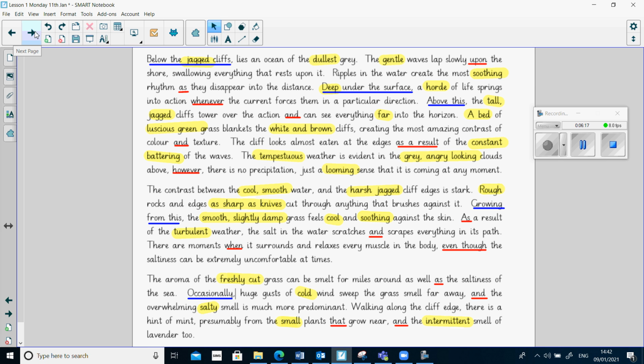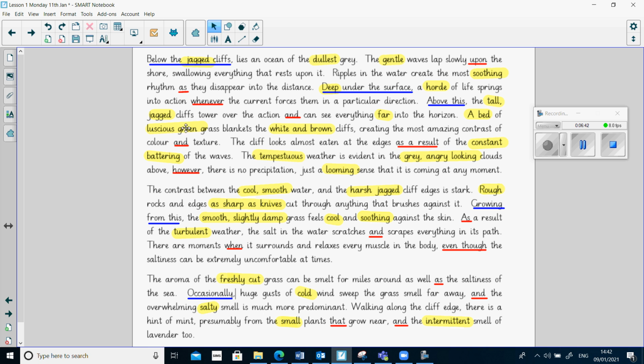So, before I move on, we're just going to have a look at any vocabulary in the text that are a little bit unusual, a little bit more tricky than normal. So, the first word that I think we might not know what it means is horde. Now, a horde is like a group or everything. A horde of life means all life, everything to do with life under the water.